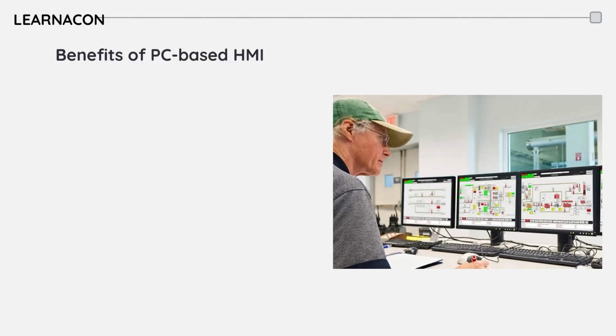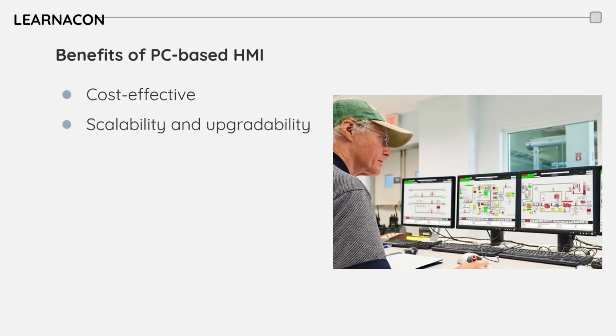Here, we look at the pros and cons of PC-based HMIs compared to HMI panels. One major advantage of PC-based HMIs is their cost-effectiveness. By leveraging existing PC infrastructure, they reduce the need for specialized hardware, saving costs. They also offer scalability and upgradability, allowing easy updates to software and hardware as technology evolves. Finally, they provide richer functionality such as multimedia support, networking capabilities, and advanced analytics, which enhance their performance in complex industrial environments.